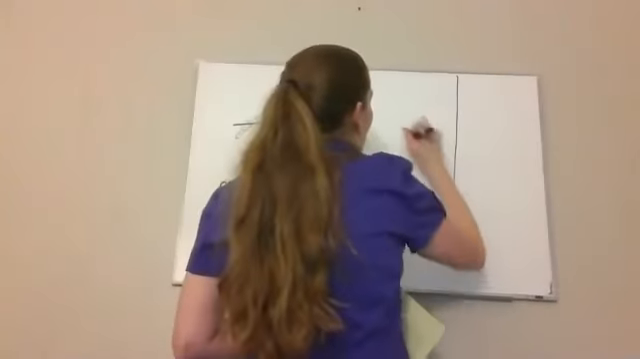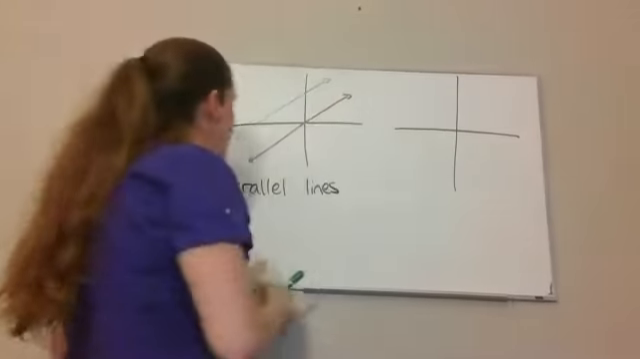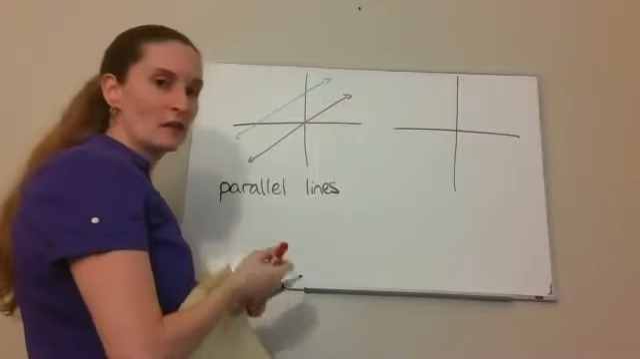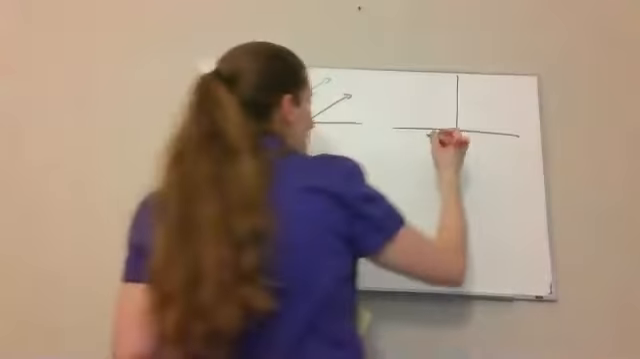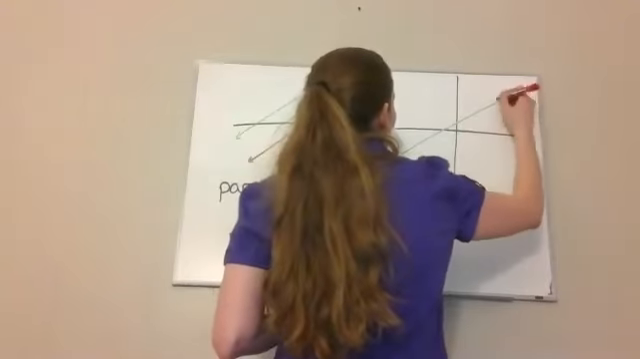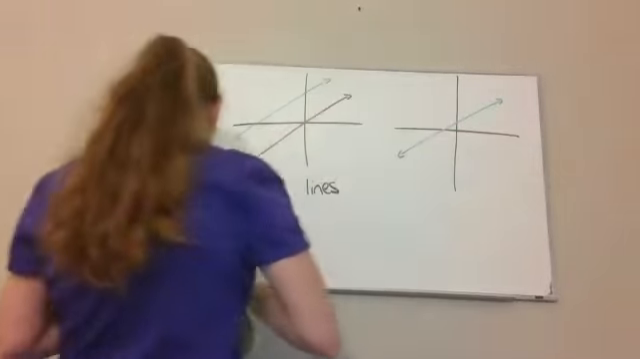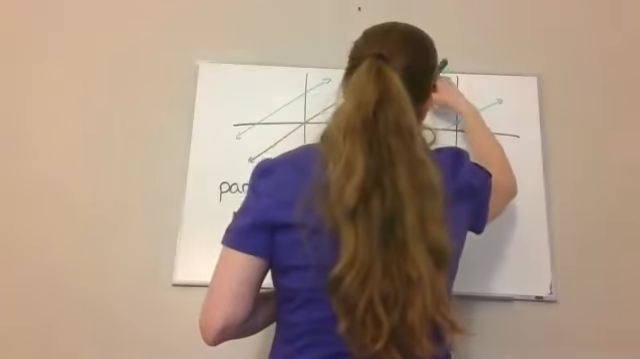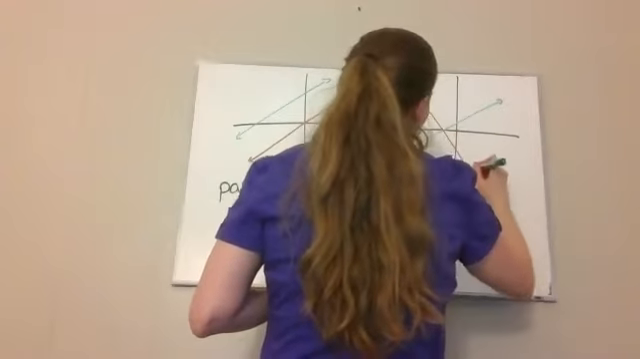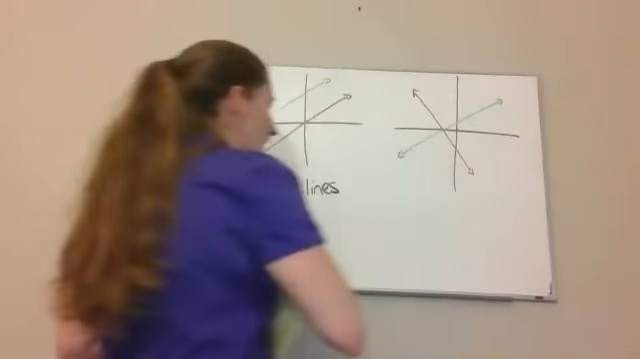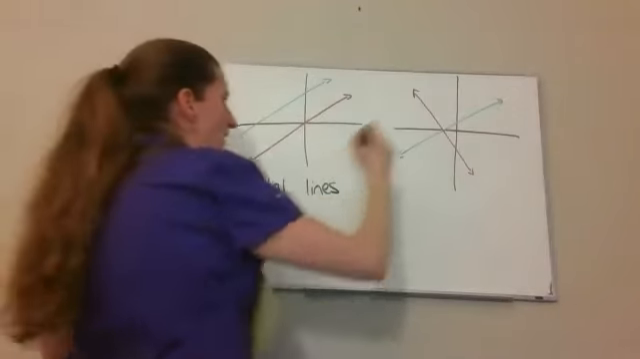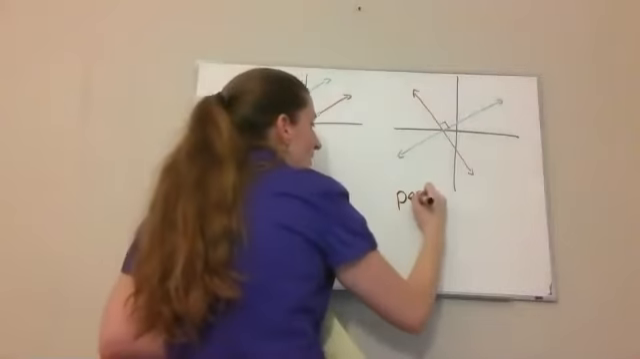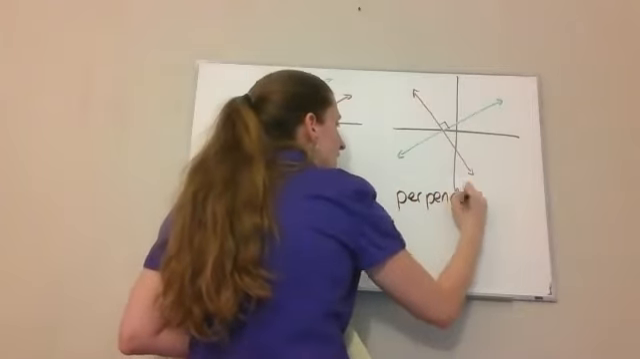And perpendicular lines are lines that do intersect, but they intersect in a very particular way. When they intersect, they make a right angle, so a 90-degree angle. If this is one of my lines, and then I have a perpendicular line to it, it's going to make a right angle, 90 degrees, where they intersect. So there's a right angle. These are perpendicular lines.